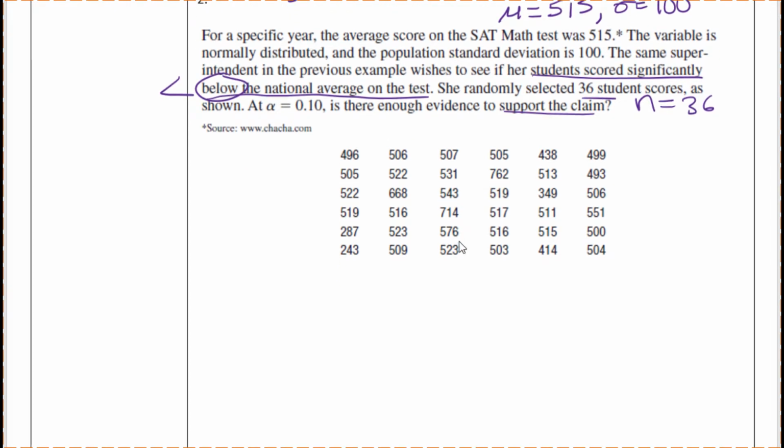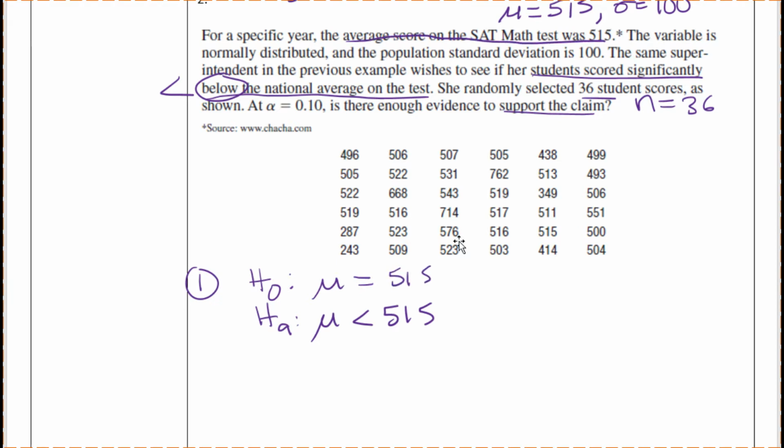Okay, so in this example, the first step is the hypothesis statements. Since it's less than, this is a statement of inequality, we're going to assign that to the alternative hypothesis. It says below the national average of 515. You can use greater than or equal to 515, or you can say that it's equal to 515, because that's what the first sentence says. Looking at this, this is a left-tailed test because the alternative hypothesis is pointing to the left, the inequality symbol.